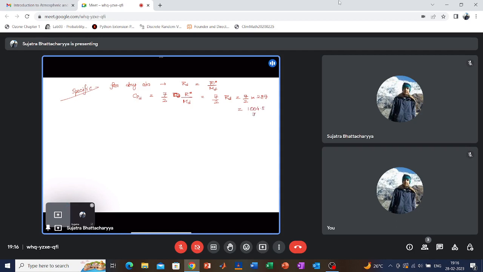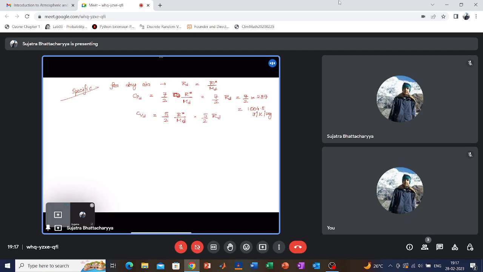So it is joules per Kelvin per kg. Earlier it was joules per Kelvin per mole. Fine. Similarly, CVD will be equal to 5 by 2 R star. This is per unit mole. Now if I divide it with the molar mass MD, which is in grams per mole, it comes out to be 5 by 2 RD.